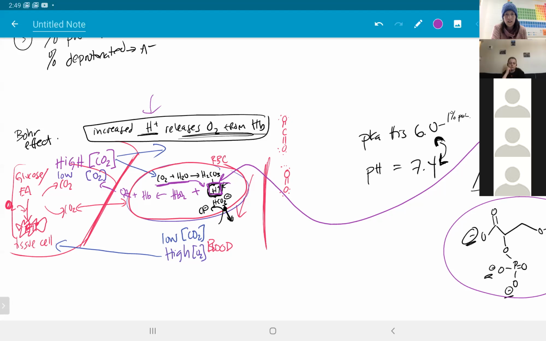What is this process with the histidine called in the Bohr effect? I think what you're looking for, the answer is just protonation. So the histidine becomes protonated, and then that would strengthen the ion pair, the electrostatic interaction between the inhibitor and hemoglobin, to answer your question.